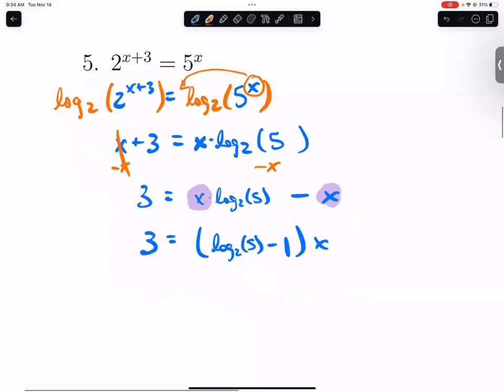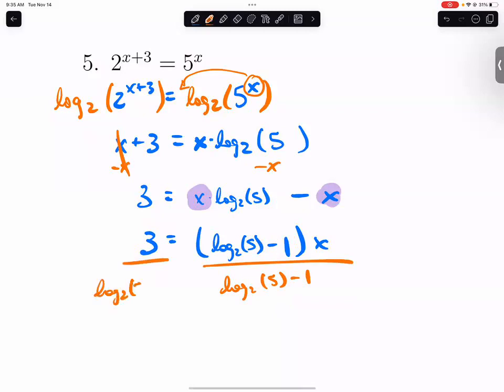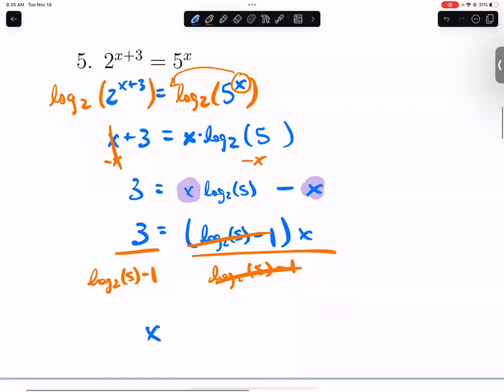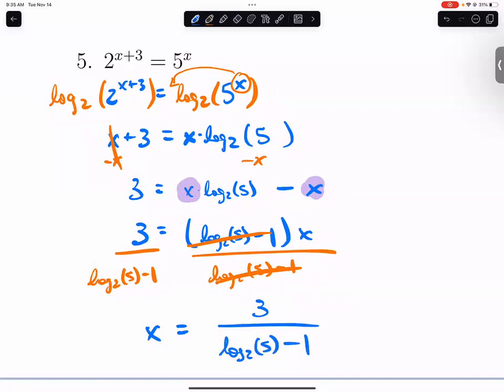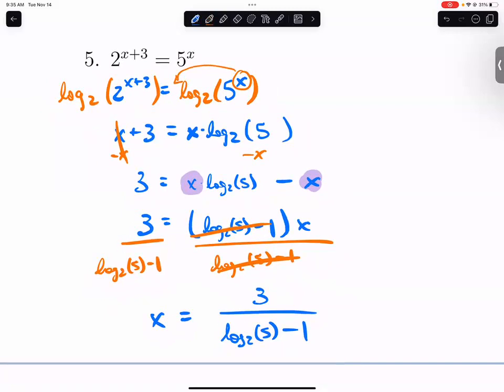How do we solve for x then? Don't worry about what that is. It's some number. Divide both sides by it, right? Divide both sides by this. They cancel there, which is good news. We get x is 3 over the log base 2 of 5 minus 1, which is a mouthful, but yeah.